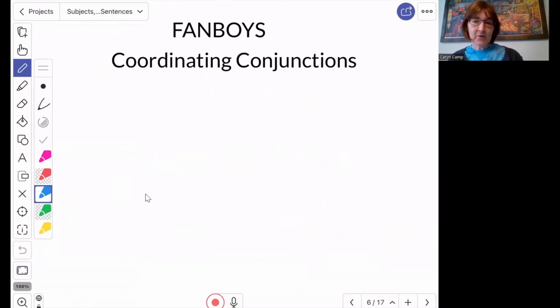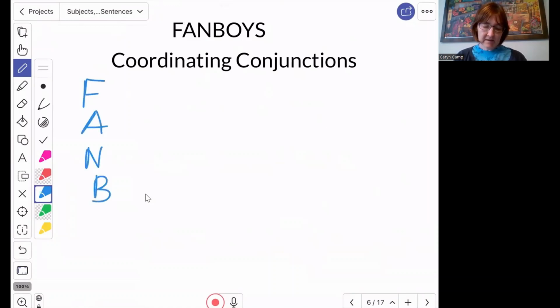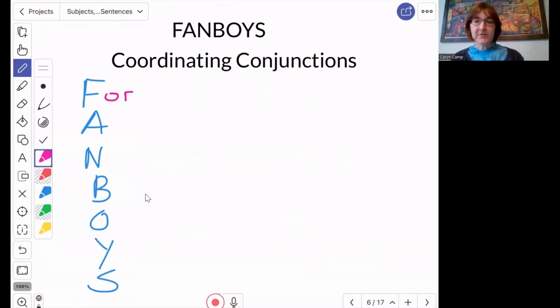The fancy name for fanboys is coordinating conjunctions. So if I write my fanboys going down the side, see if you can remember the words. We have for, three of these rhyme, for, nor, and or. The most common ones that we use are and, but, and so. And then there's also yet. For and nor, but or, yet, so.